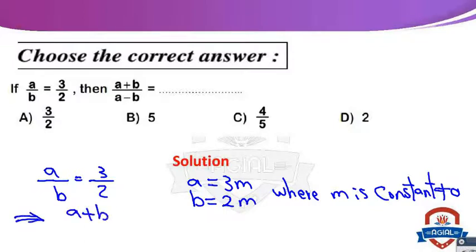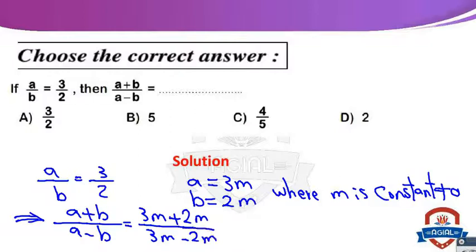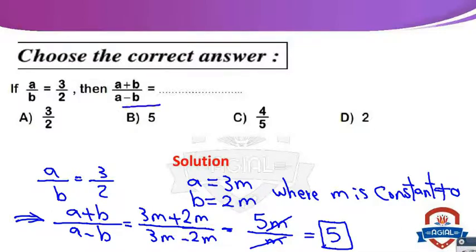Then A plus B over A minus B equals 3m plus 2m over 3m minus 2m equals 5m over m, and cancel m with m equals 5. Yes. A plus B over A minus B equals 5. Another example.